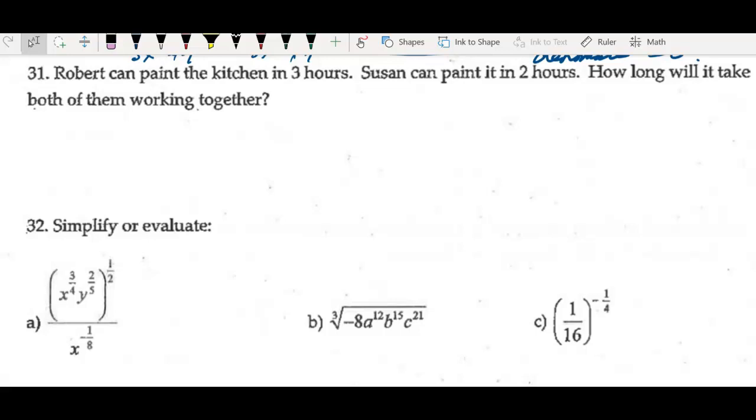All right, Robert can paint a kitchen in 3 hours. Susan can paint it in 2 hours. How long will it take them to work together? All right, they each have a rate. Robert's rate per hour: if it takes him 3 hours to paint that kitchen, he is working at a third part of the kitchen per hour. Susan can paint it in 2 hours. So Susan's rate is half a kitchen per hour. The rate is always per hour.